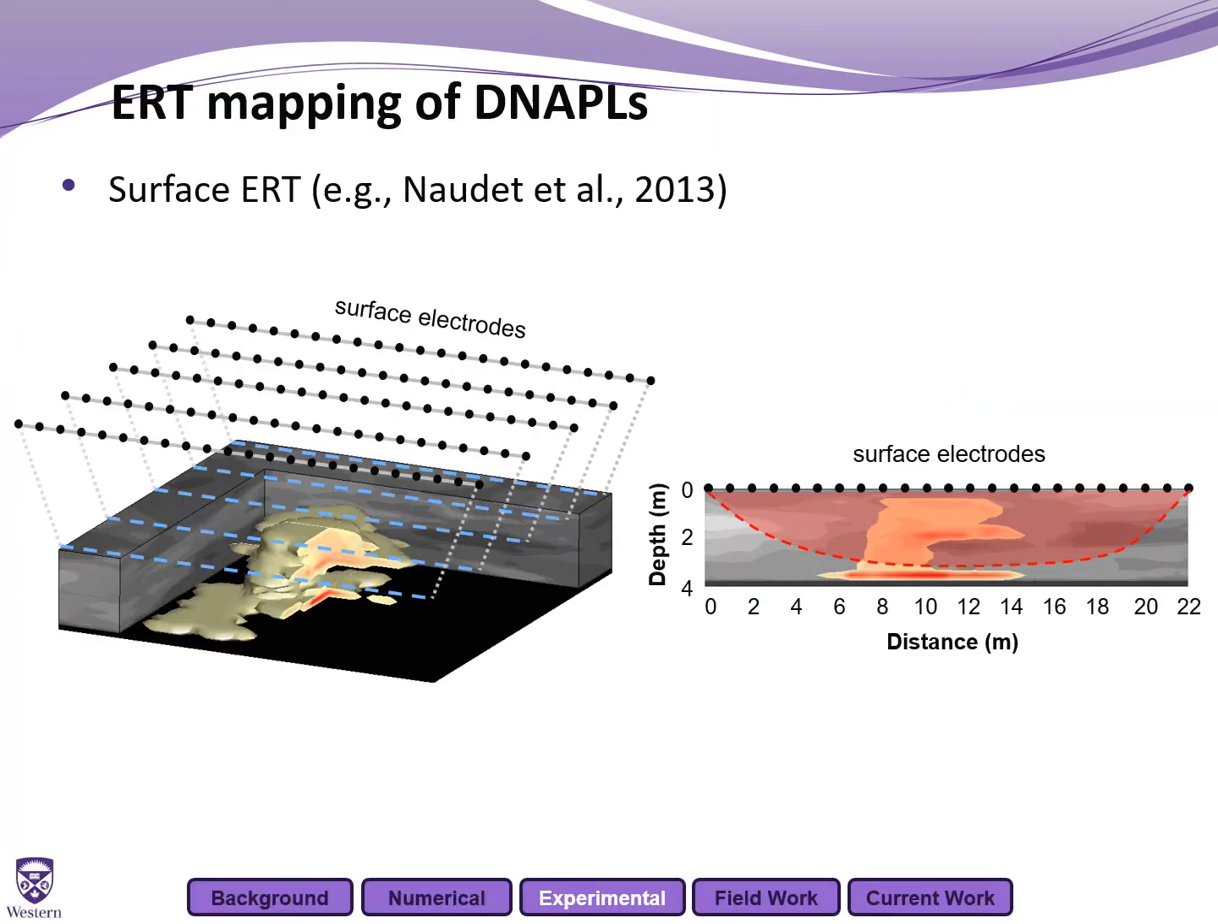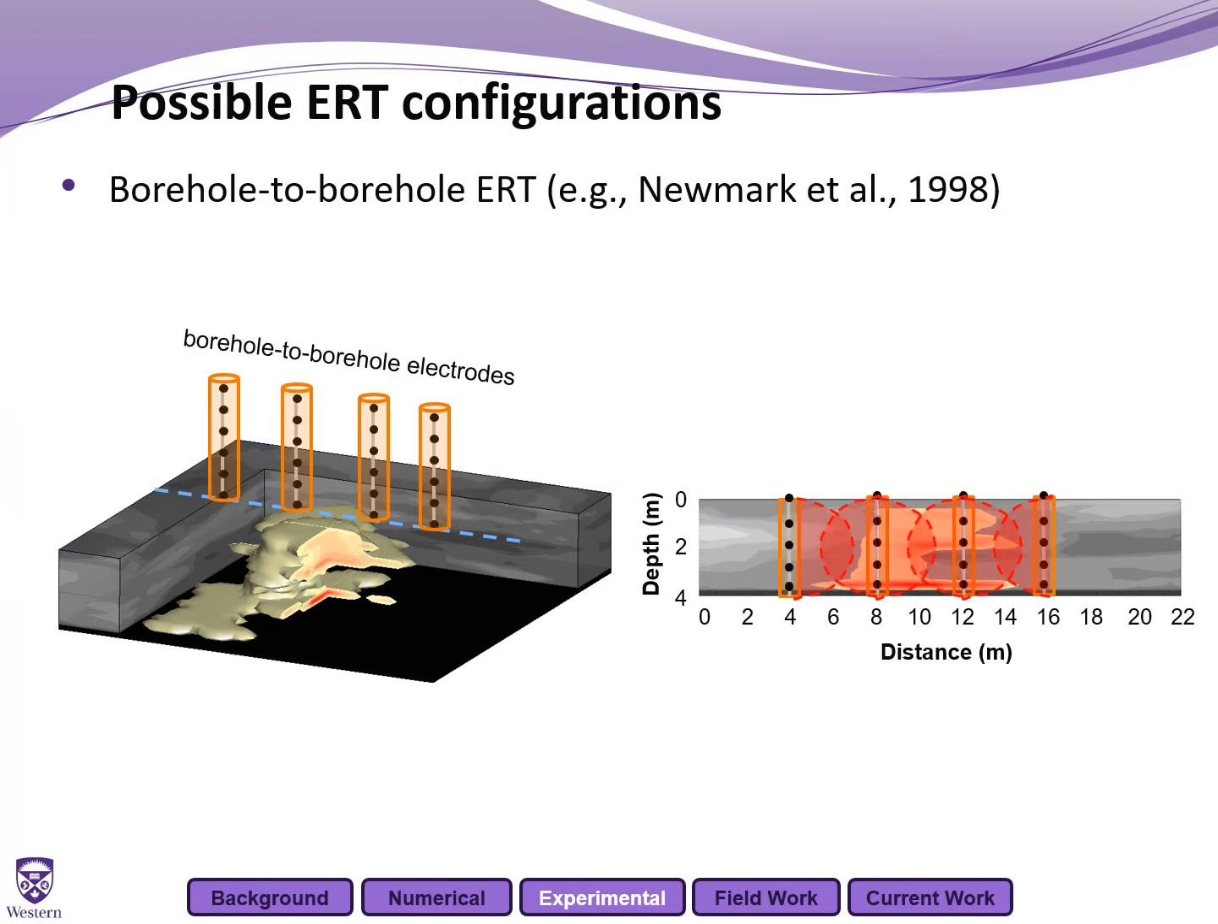As is well known, surface ERT tends to lose resolution or resolving ability with depth, and we typically would turn to crosshole or borehole to borehole ERT. But when it comes to a DNAPL source zone, or a DNAPL being the target, we are unable to install vertical boreholes directly through a DNAPL source zone. So that's one constraint. And the other constraint being that we are constrained by the spacing between each vertical borehole.